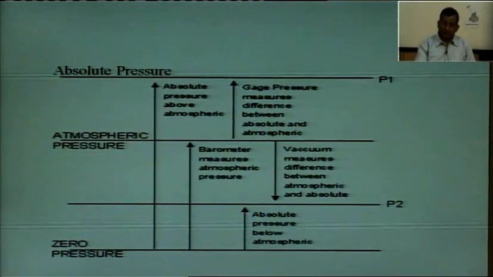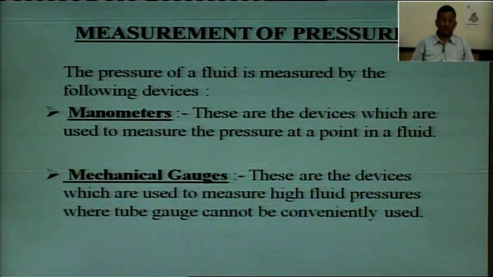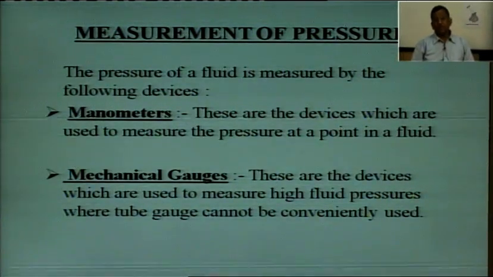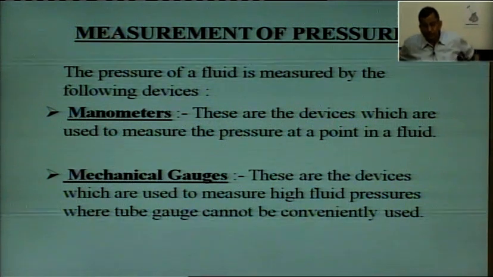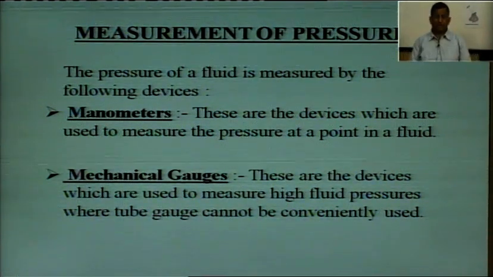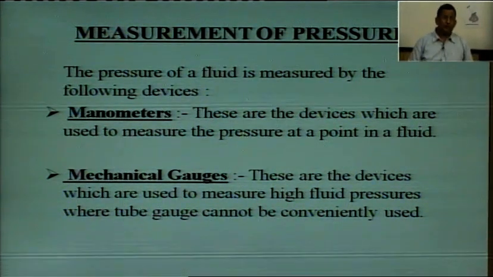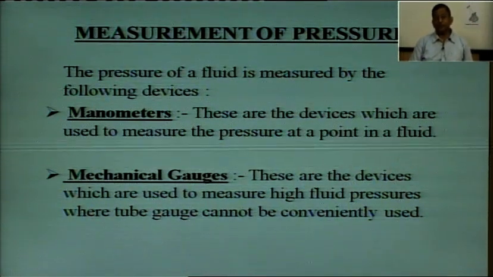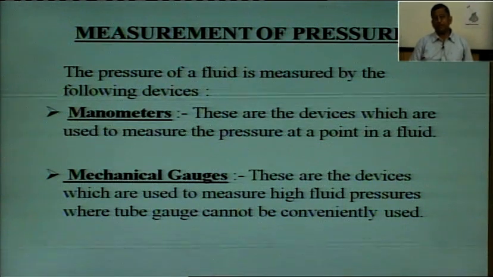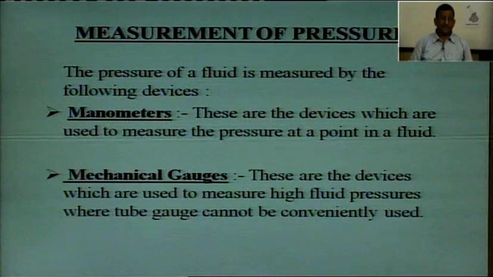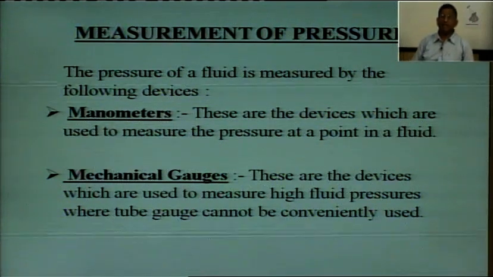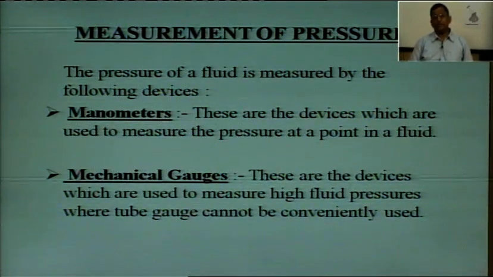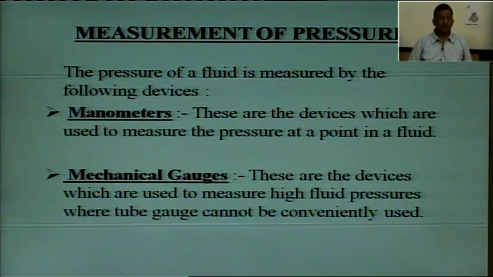So, next we come to the measurement of the pressure. The pressure of a fluid is measured by the following devices. जो pressure हमारे पास है उसको हम कैसे मापते हैं? So, the instruments which we use for measurement of the pressure are, first, the manometer, and secondly, the mechanical gauges.